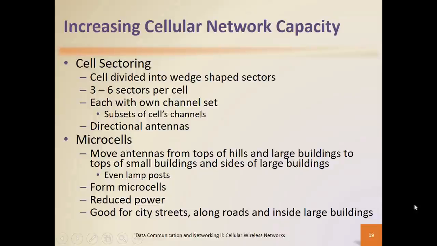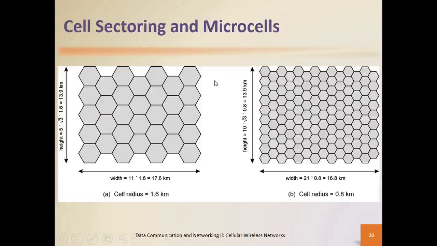So we have a diagram of how cell sectioning and microcells work. Here we have a cell with a radius of 1.6 kilometers, within 1.6 kilometers from the 17.6 kilometers. And then you have a micro base where you have a limit. It's quite limited, from 16.8 all the way to 0.8 now. Quite impressive, huh? So you have a number of base units being installed. And like I said, the whole essence of some of these is to address capacity needs, and also technological trends that are coming up.